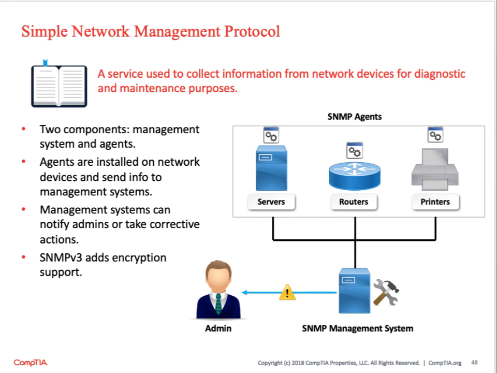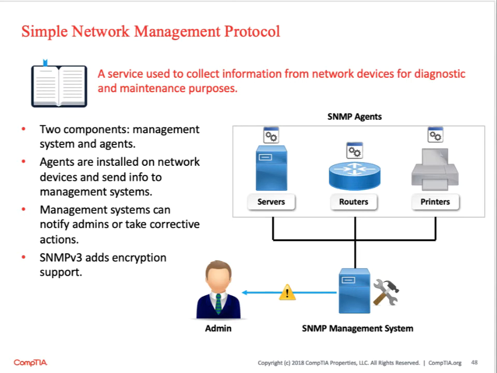Simple Network Management Protocol. So that is SNMP, and this is going to be a service used to collect information from network devices for diagnostic and maintenance purposes. SNMP is going to have two major components: the management systems and agent software. The agent software is installed on a network device like a router, a printer, a server, and then the agents send information to the SNMP manager.